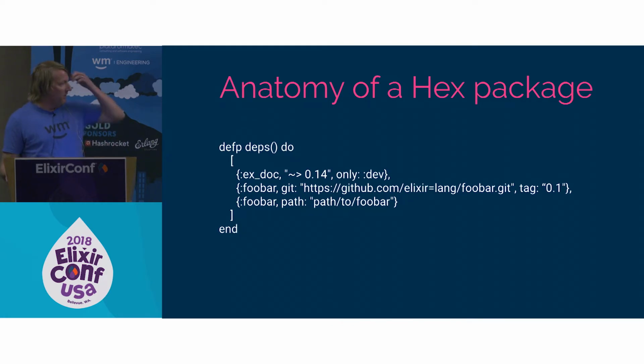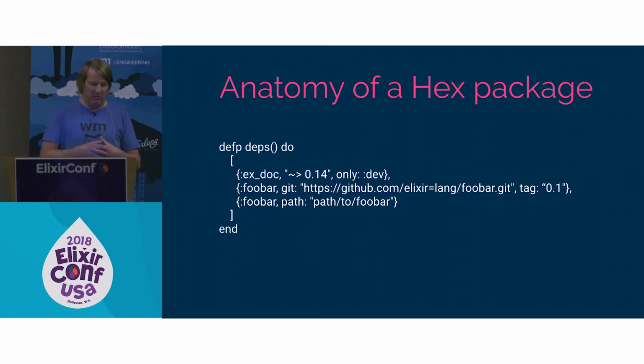If you're developing your first Hex package, or your first release, and you want to test it out with real code, instead of publishing it and then bringing it in from the live ecosystem, you can just inject that dependency into your project using the path.